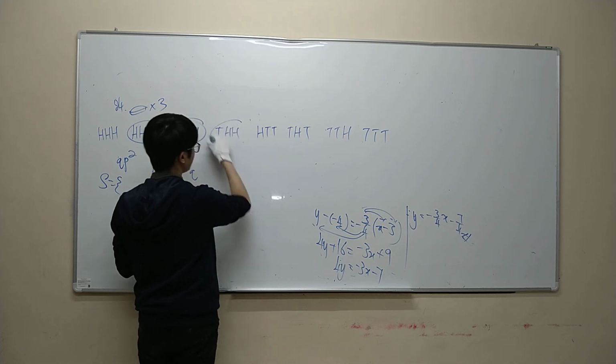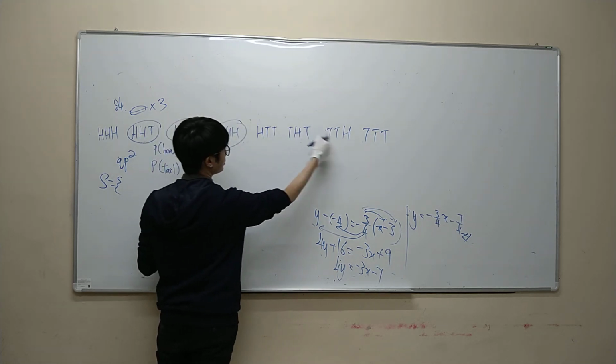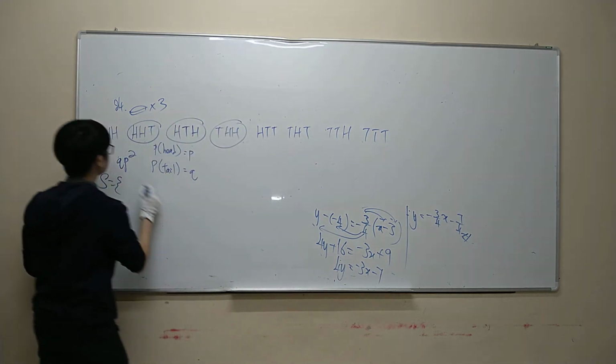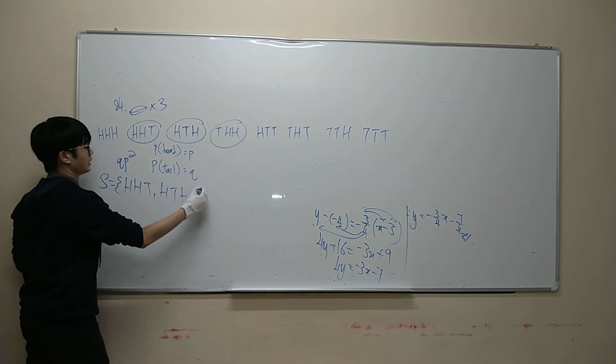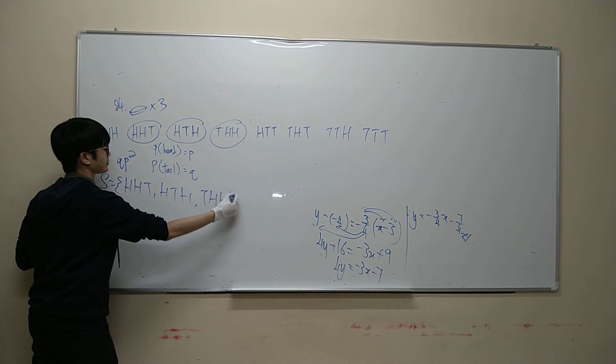Is this one tail, two heads? Yes. So no, it's only these 3. So the sample space will be HHT, HTH, and THH.